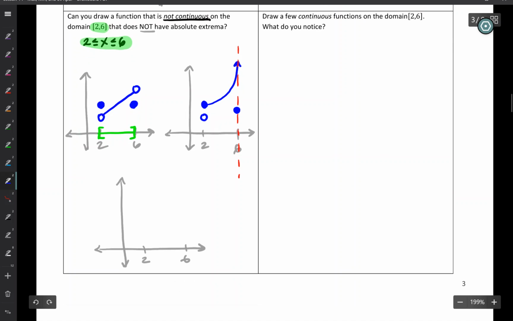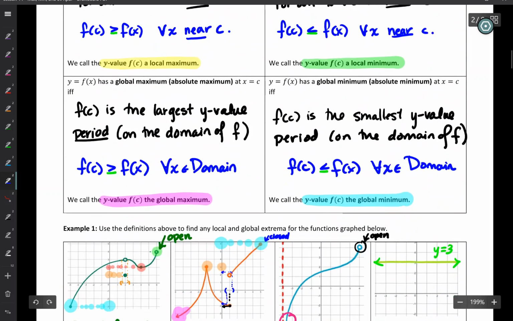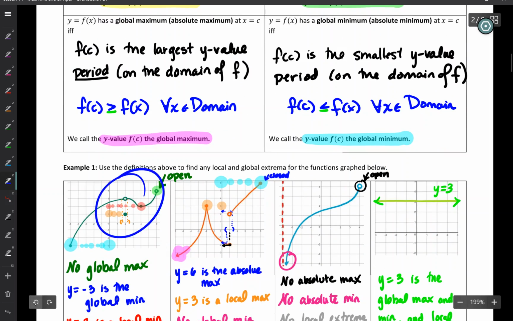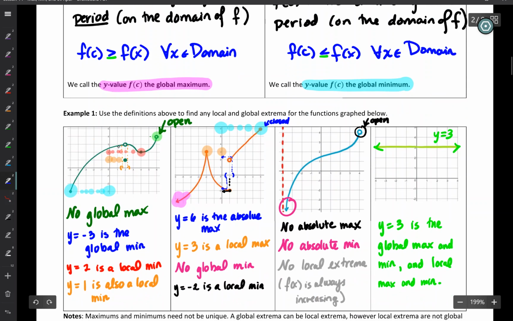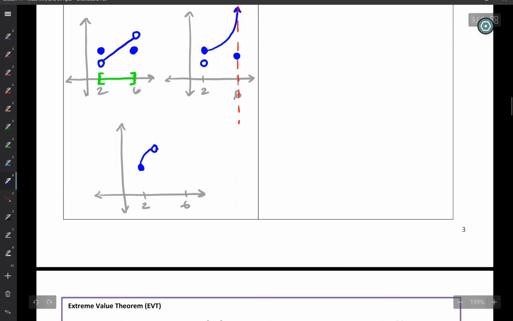Or maybe, let's do one more for fun. Maybe you were thinking kind of like this example here, where you were like, hey, it looks like a hill, but then I'm going to make it not an absolute max. Maybe you did something like this.